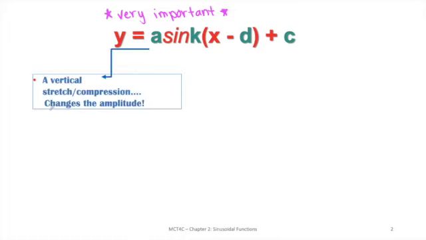So our A is going to be a vertical stretch or compression. And the key here is going to be that A is going to be what changes our amplitude. So remember, our amplitude from our very first lesson was from our equation of our axes up to our maximum, or equation of axes down to our minimum. We will look at it again later in this lesson.